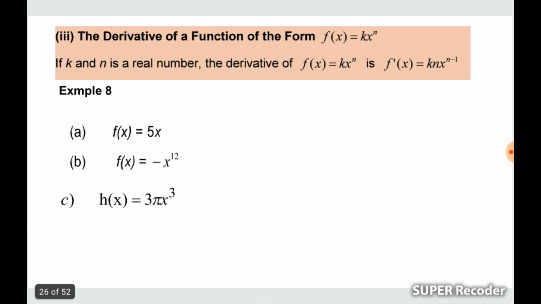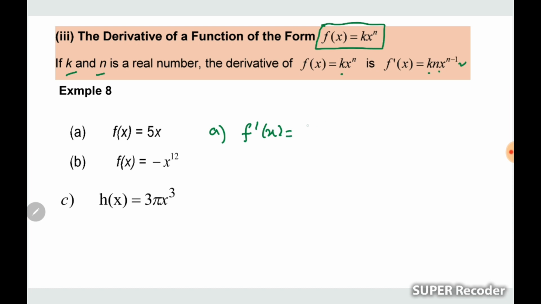Number 3, the derivative of a function of the form f(x) equals k x to the power of n. Okay, if given a function in the form of f(x) equals k x to the power of n, k and n are real numbers, the derivative is k times n x to the power of n minus 1. Okay, so A, if given f(x) equals 5x, so f prime is equal to 5.